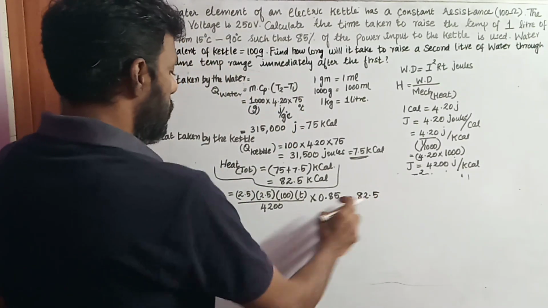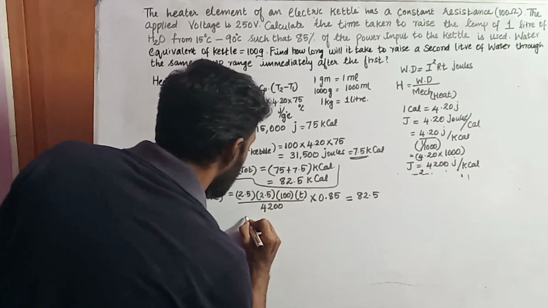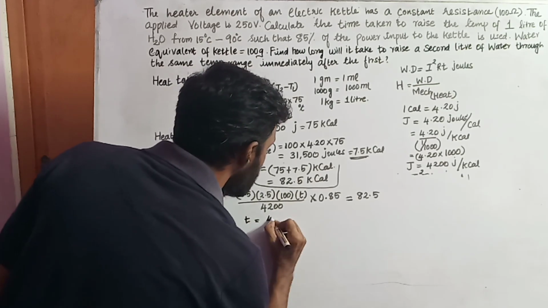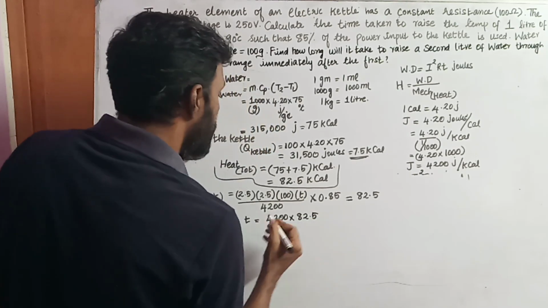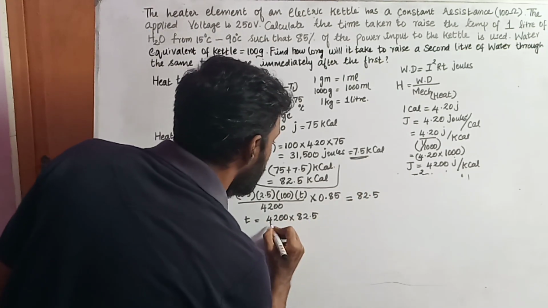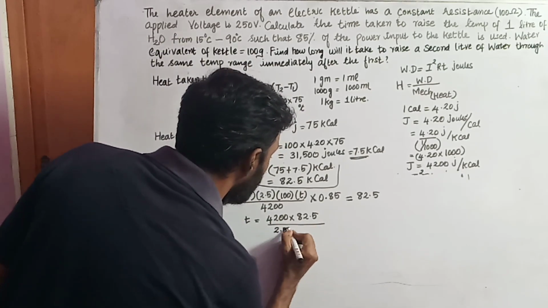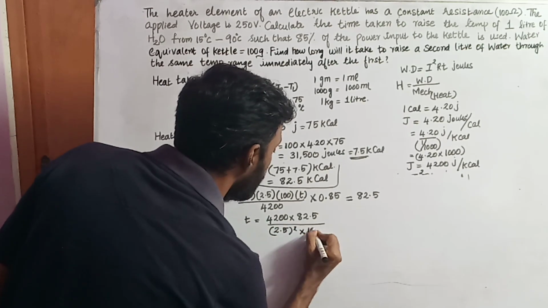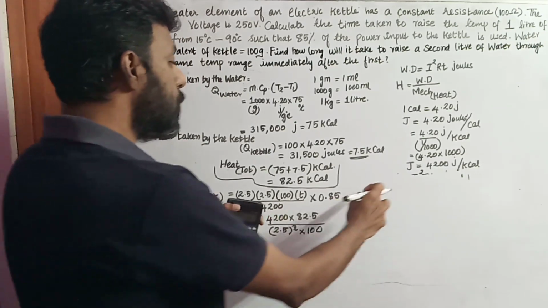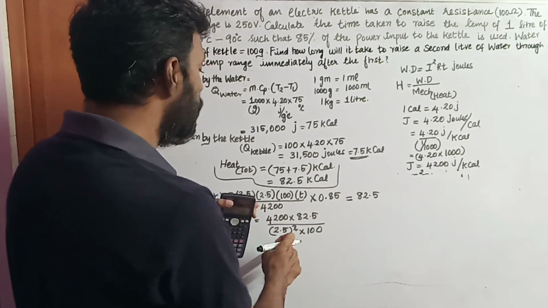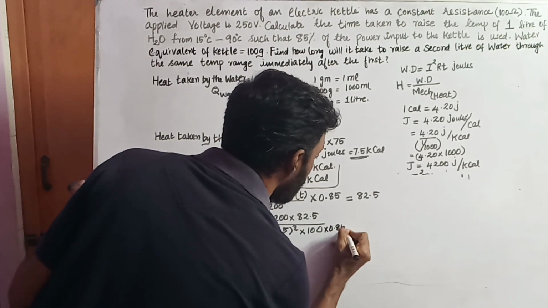So if I do like this, from this I can get the value of T here. The value of T is nothing but 4200 into 82.5 divided by 2.5 whole squared into 100 into 0.85.